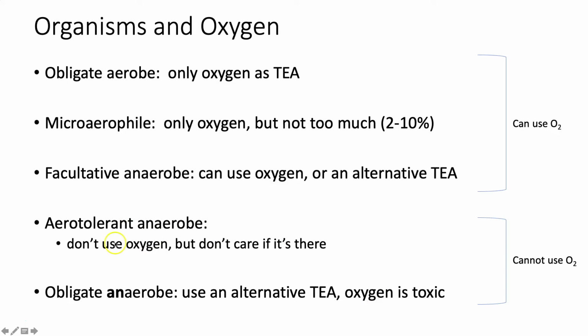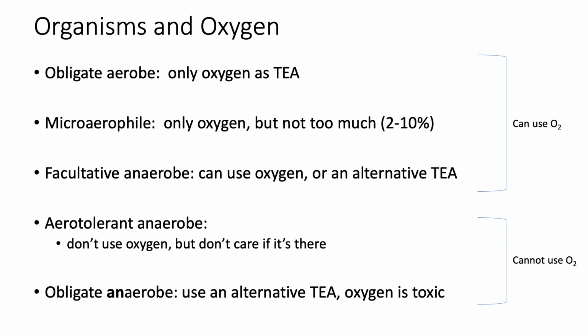Aerotolerant anaerobes don't use oxygen, but it's not toxic. That's an important distinction. If there is oxygen present, they just don't really care. If you're an obligate anaerobe and there is oxygen, you don't like that. You have to have just your alternative terminal electron acceptor. And so aerotolerant anaerobes could basically grow anywhere.